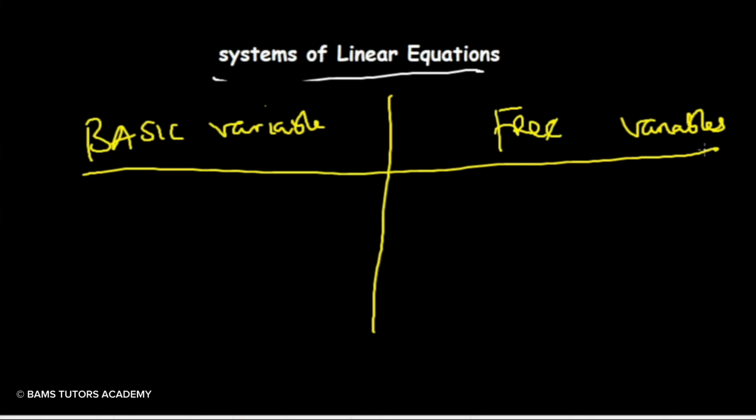Don't forget to turn on your notification button once the video drops so that you can get notified. Again, a free variable is a variable that does not correspond to a column with a pivot when the matrix is in row echelon form. While a basic variable is a variable that corresponds to a column with a pivot when the matrix is in row echelon form. All right, so that's going to make more sense while we are solving in our next video.